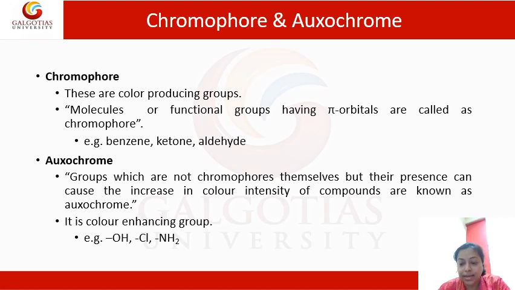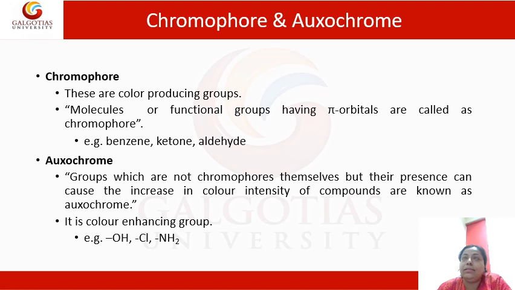Now we come to the basic nomenclature, or a few definitions which are important in UV visible spectroscopy. Whenever we talk about UV spectroscopy, we talk about a chromophore and an auxochrome. So it's important to understand the difference between the two. What is a chromophore? Chromophores are the color producing groups present in an organic compound. These are the molecules or functional groups which can have pi orbitals, and they are called chromophores. So it can be benzene, it can be a ketone, it can be an aldehyde.